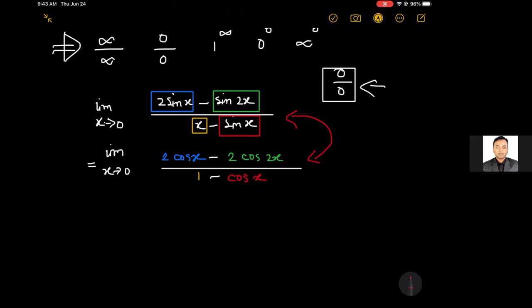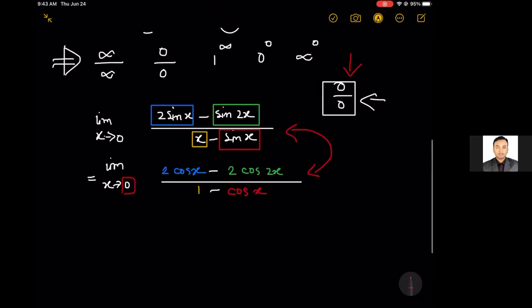Now we'll keep doing it until we get rid of this indeterminate form. So the next thing to do is to check, if we plug in this value in place of x, whether we have one of these indeterminate forms or not. So let's see what happens if we plug that in.